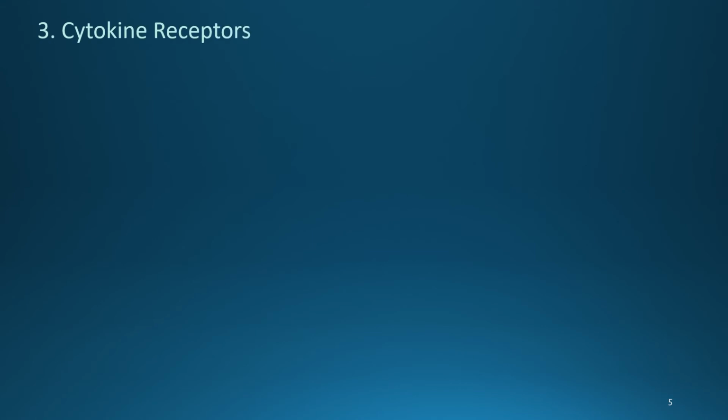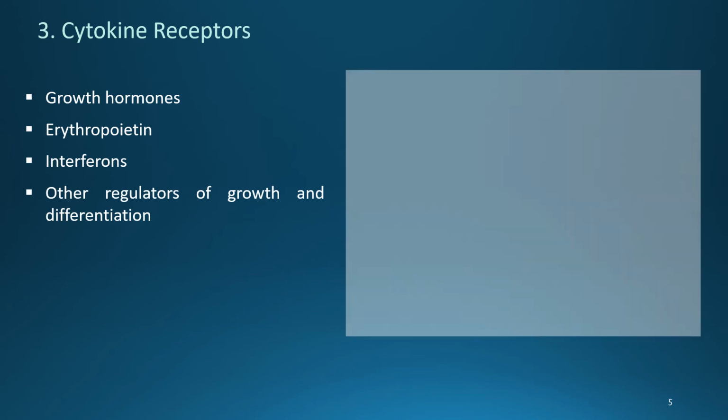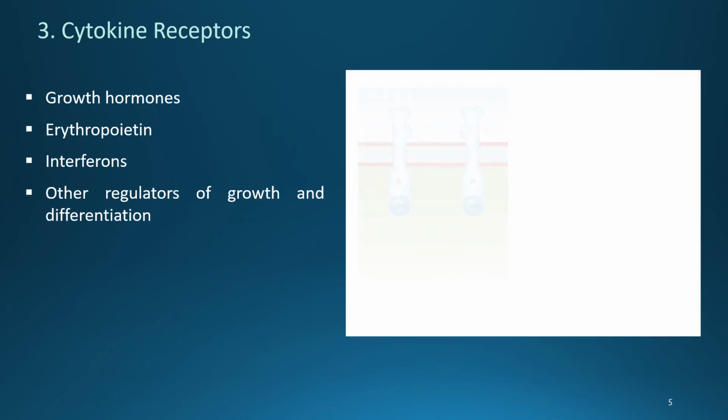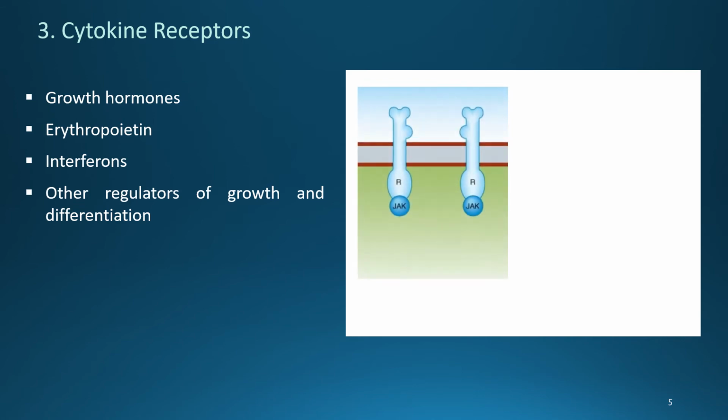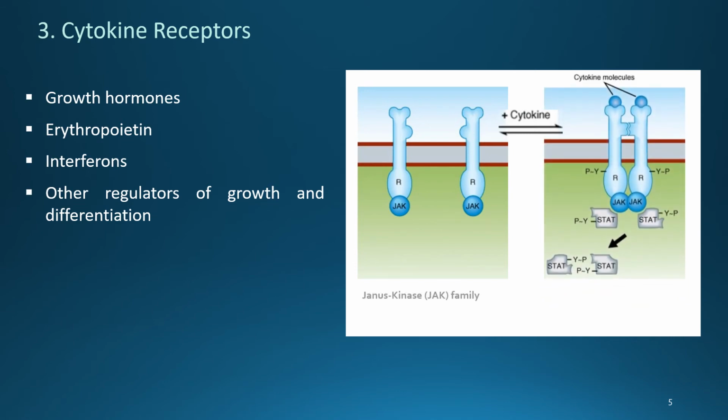Third mechanism of signaling is through cytokine receptors. Cytokine receptors respond to a heterogeneous group of peptide ligands that include growth hormones, erythropoietin, interferons, and other regulators of growth and differentiation. After activation by an appropriate ligand, separate mobile protein tyrosine kinase molecules are activated, resulting in phosphorylation of signal transducers and activators of transcription, that is STAT molecules. STAT dimers then travel to the nucleus where they regulate transcription.